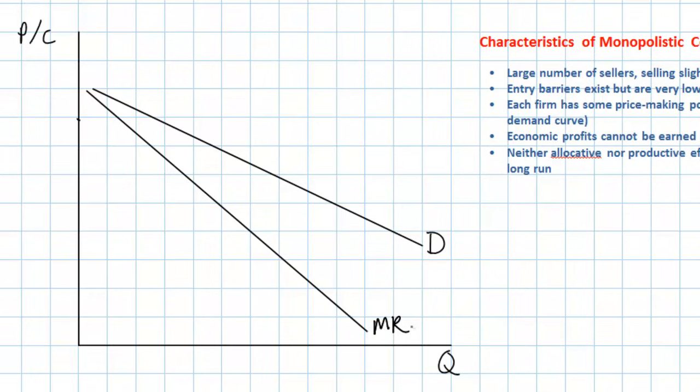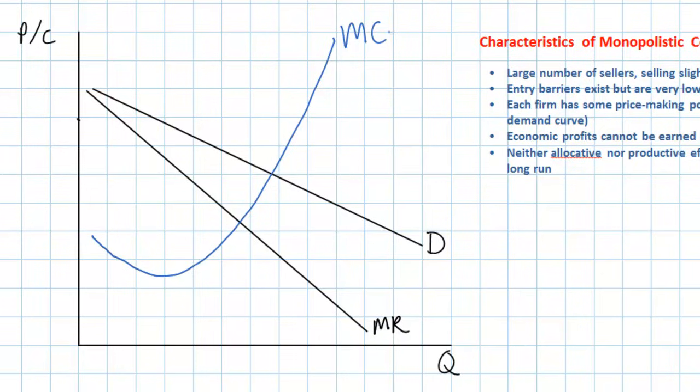We've got the demand curve, we've got the marginal revenue curve. All that's missing, of course, is our cost curves. So let's go ahead and draw a marginal cost curve. Now, marginal cost for a monopolistic competitor looks just like it does for any other firm, the shape explained by the law of diminishing marginal returns.